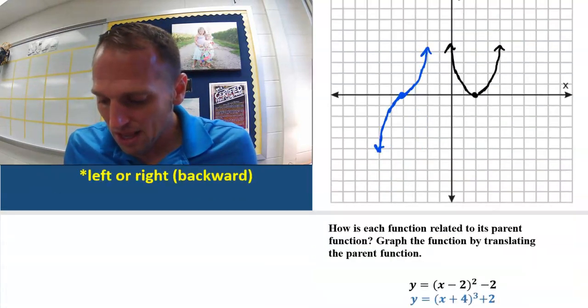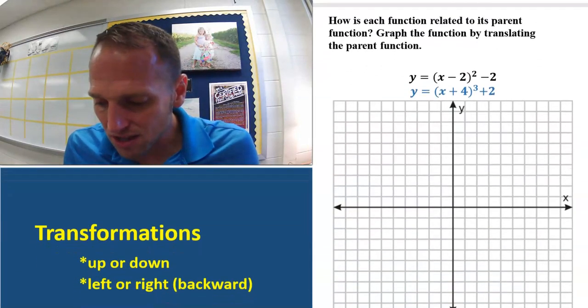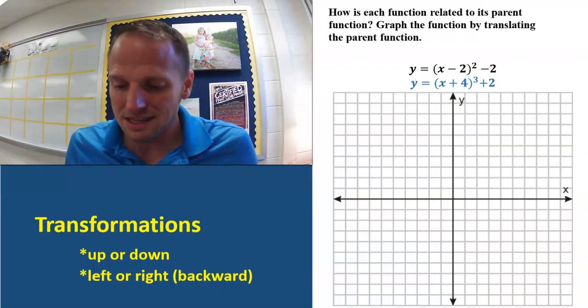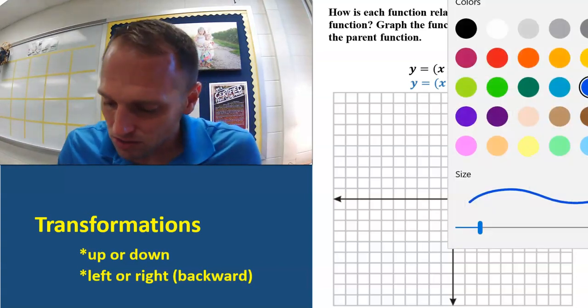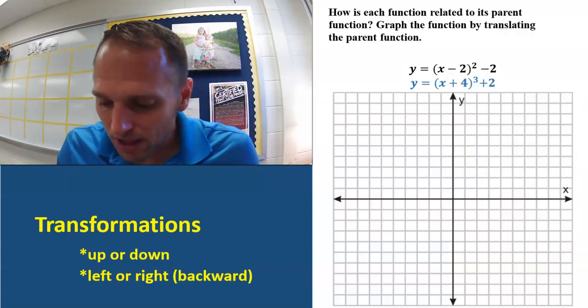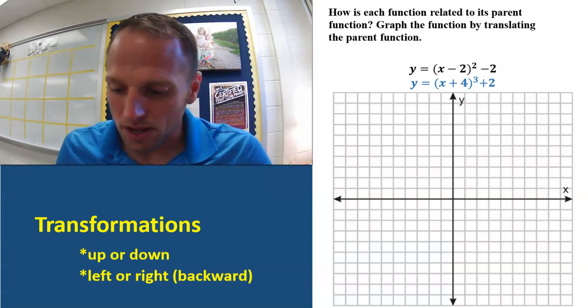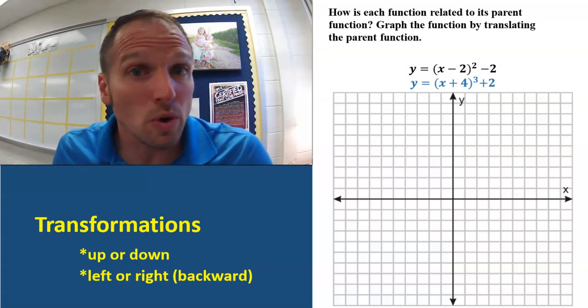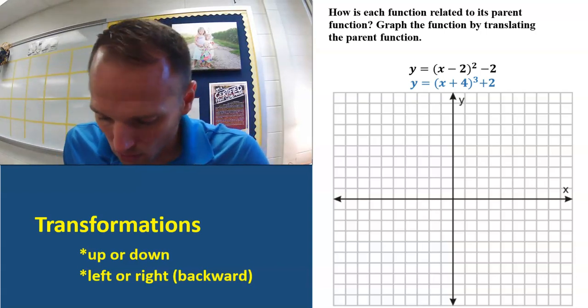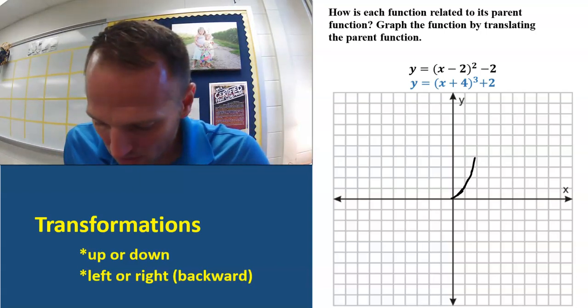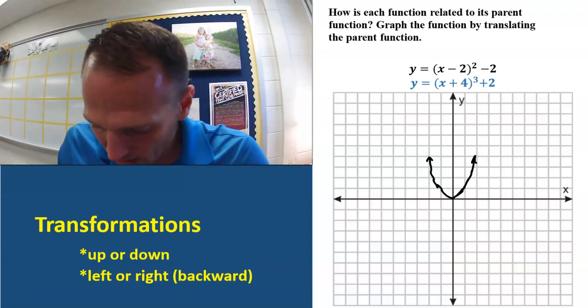All right, now let's put it all together and let's get kind of crazy with this. So first of all, with that black function, what's our parent function? Well, it's going to be an x squared because that's the exponent that I see. So remember what that parent function looks like. Just like this.